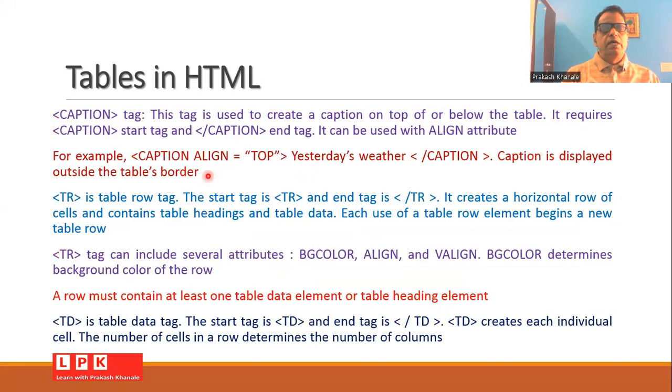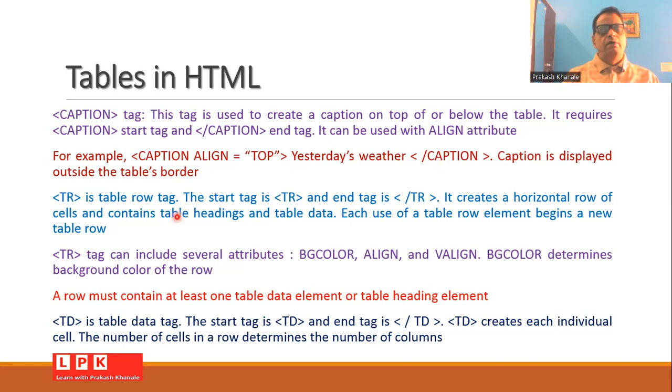There is another tag that is being used with the table, and that is the caption tag. This is the tag that is used to create a caption on the top of or below the table. It requires the caption start tag and caption end tag, and it can also be used with the align attribute. For example, whenever you want to give any caption to the table, you can make use of this tag. Caption align is equal to top, yesterday's weather, end of caption. So caption will be displayed outside the table border.